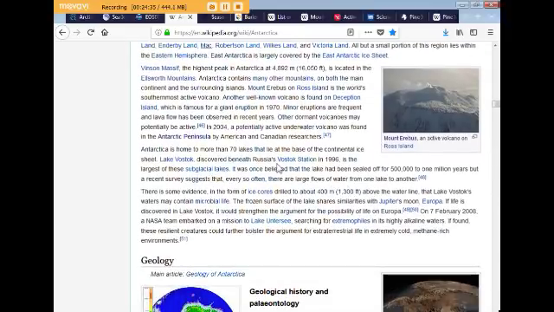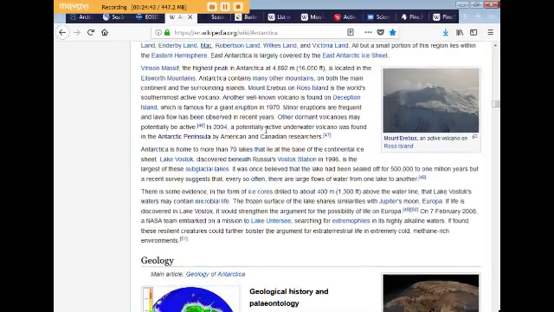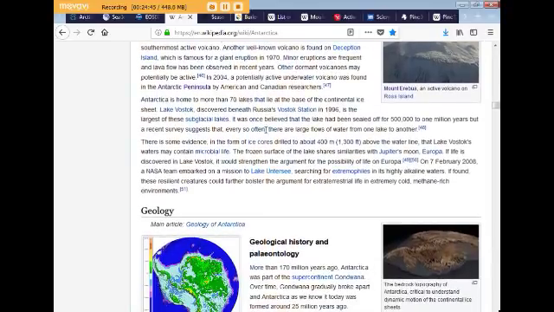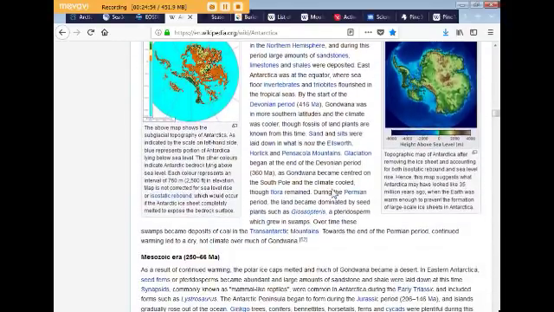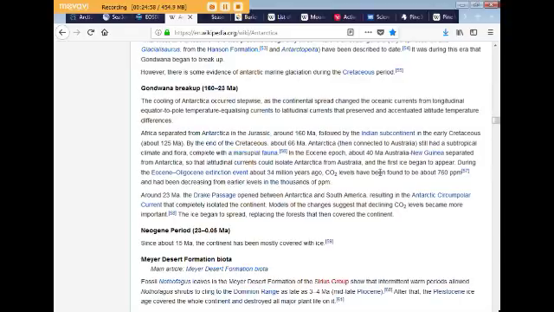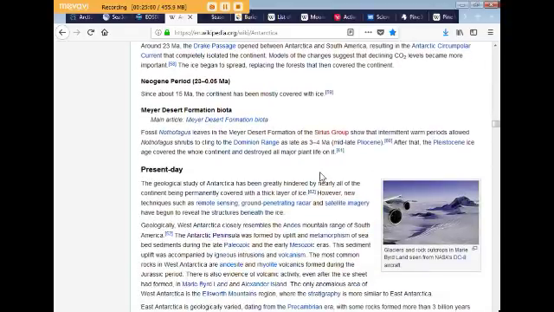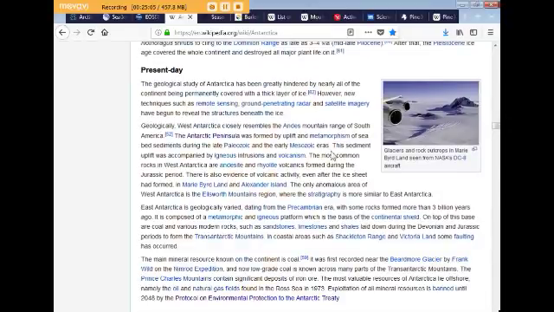So they've got lakes, they've got mountains, they've got rivers, they've got volcanoes. I mean, it's an active place. You wouldn't know it. You would just think it's all frozen down there. But there's a lot going on under that ice. And anyway, it goes through the history and then present day.